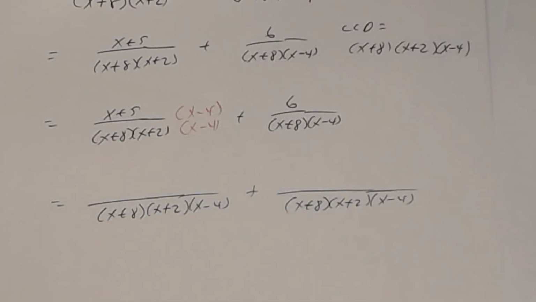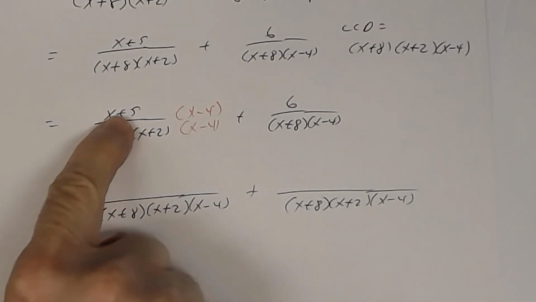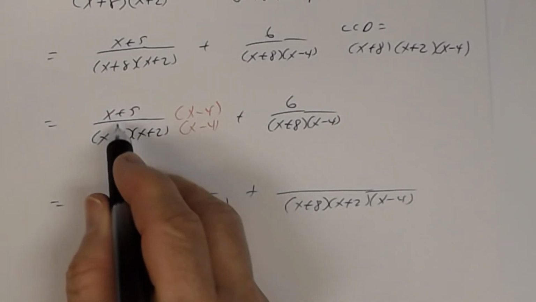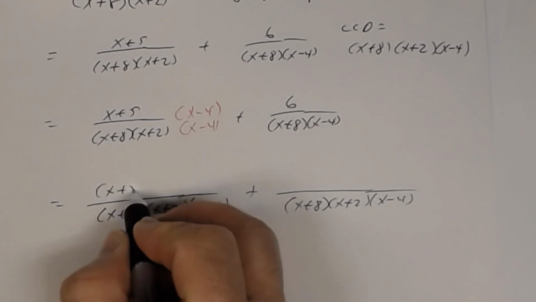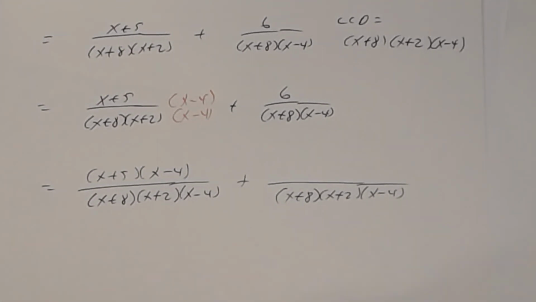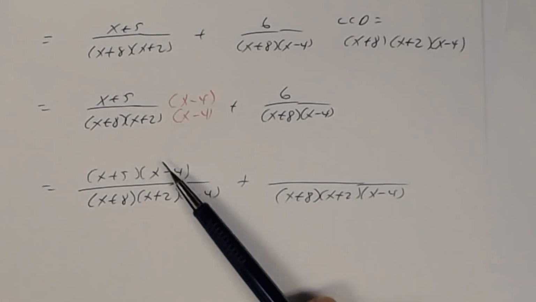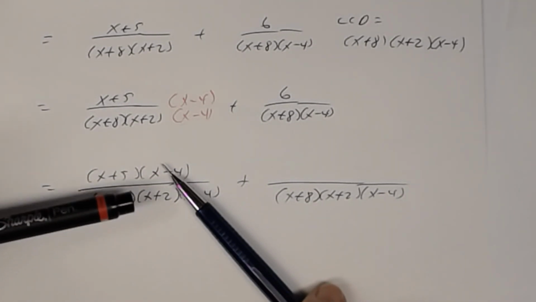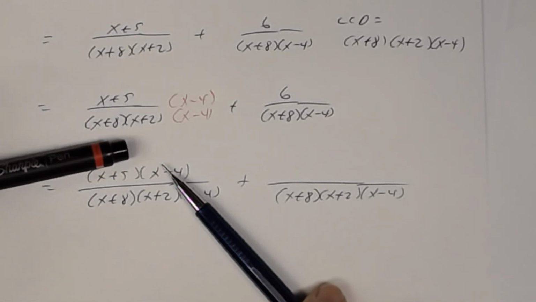Now be careful, because this is a binomial and this is a binomial, and you're multiplying those. So when you rewrite it, put the x plus 5 in parentheses: x plus 5, x minus 4. You know you're doing this correctly because when you reduce the x minus 4s right here, you're not going to do it, but if you were to, what you have left would be what you see here.